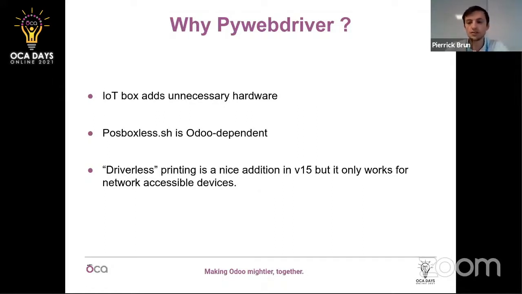A very recent thing that you may have heard about at the Odoo Experience is the driverless printing for the point of sale that Fabien demonstrated. It's a very nice addition, but for it to work, you need to have network accessible devices, which means it doesn't work if your printer only connects through USB, for instance.